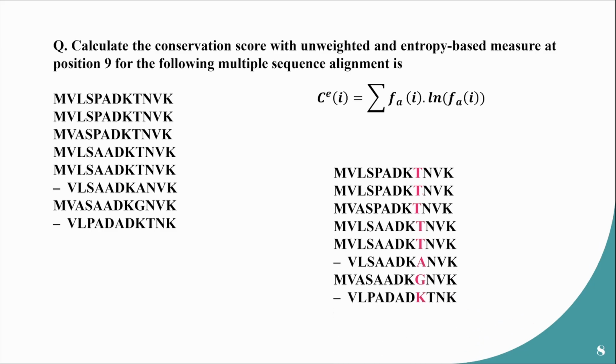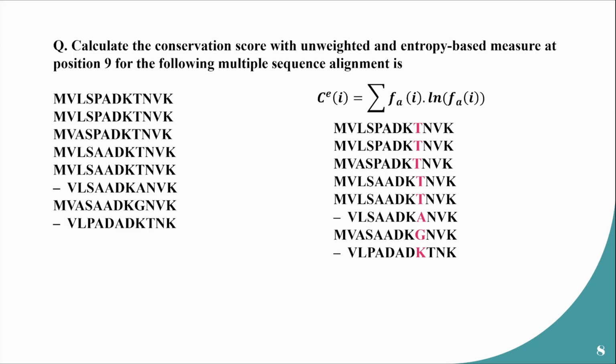For position 9, for simplicity, if I just color code it, it would be this position. In contrast to the previous example that we saw, here every amino acid at this position is not occurring once throughout this entire stretch of 9 sequences, right? Basically, we see that threonine is occurring 1, 2, 3, 4, 5 times. However, alanine, glycine, and lysine are present only once.